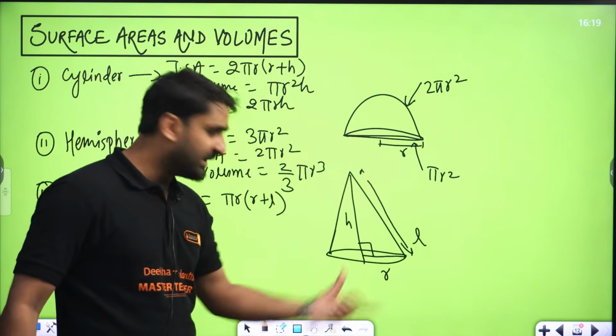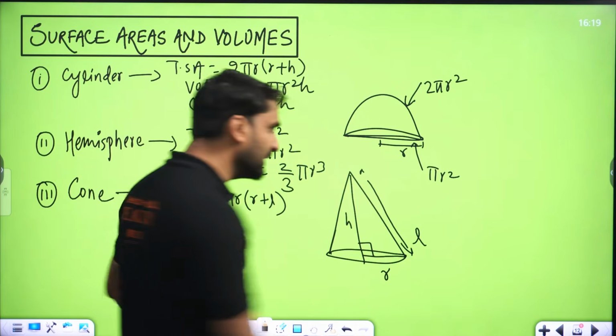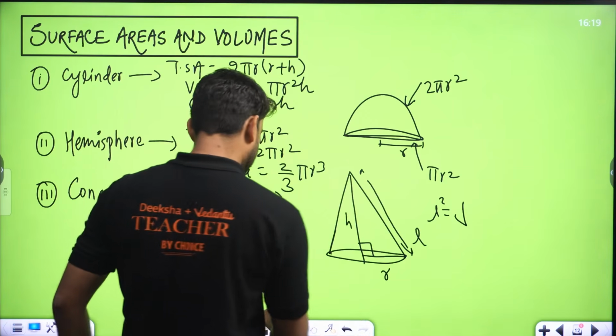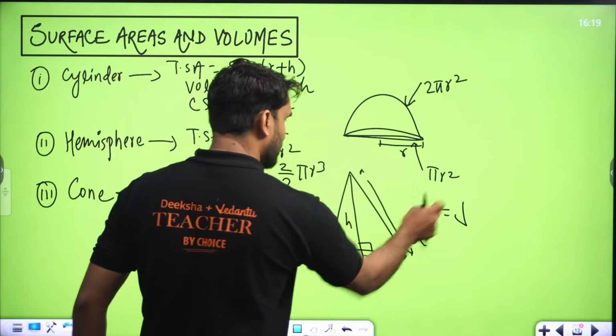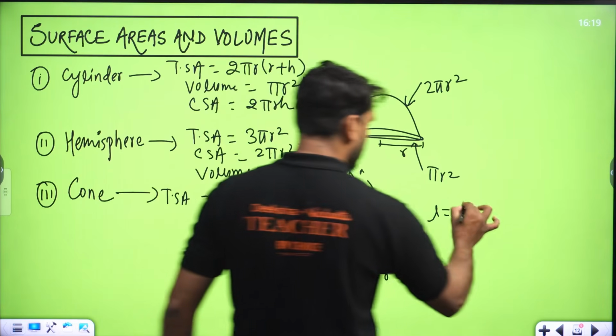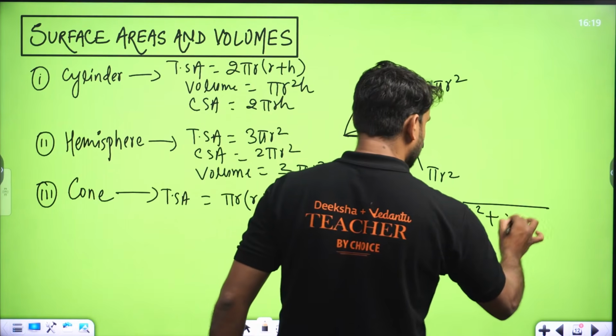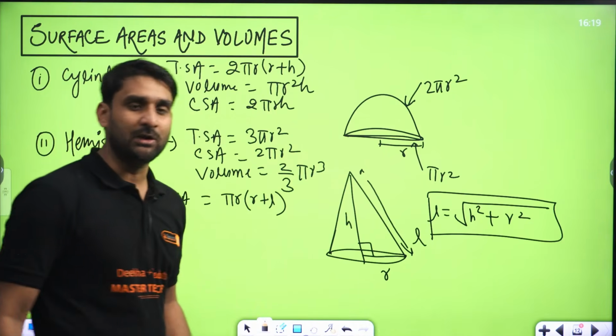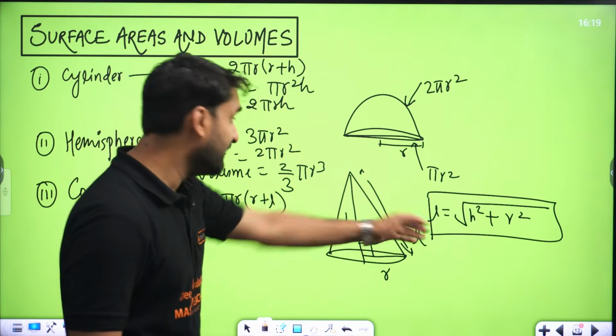This is H and R at 90 degrees, so we have a right angle triangle, and we can apply the Pythagoras theorem. So L can be written as under root H square plus R square. Sometimes only H and R will be given, and you will be required to find L, which we need to calculate the curved surface area.